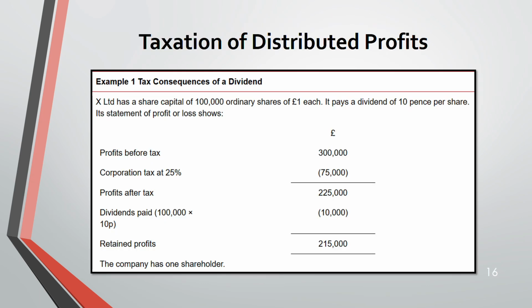Now, example 1. Here there are 100,000 shares of £1 each, and the company pays a dividend of 10 pence per share. Profit before tax has been given, and corporation tax is at 25%. Now from profit after tax we are going to deduct 10 pence on 100,000 shares, which is £10,000. Here they have shown the working. We deduct this dividend from profit after tax, and this is your retained profit.